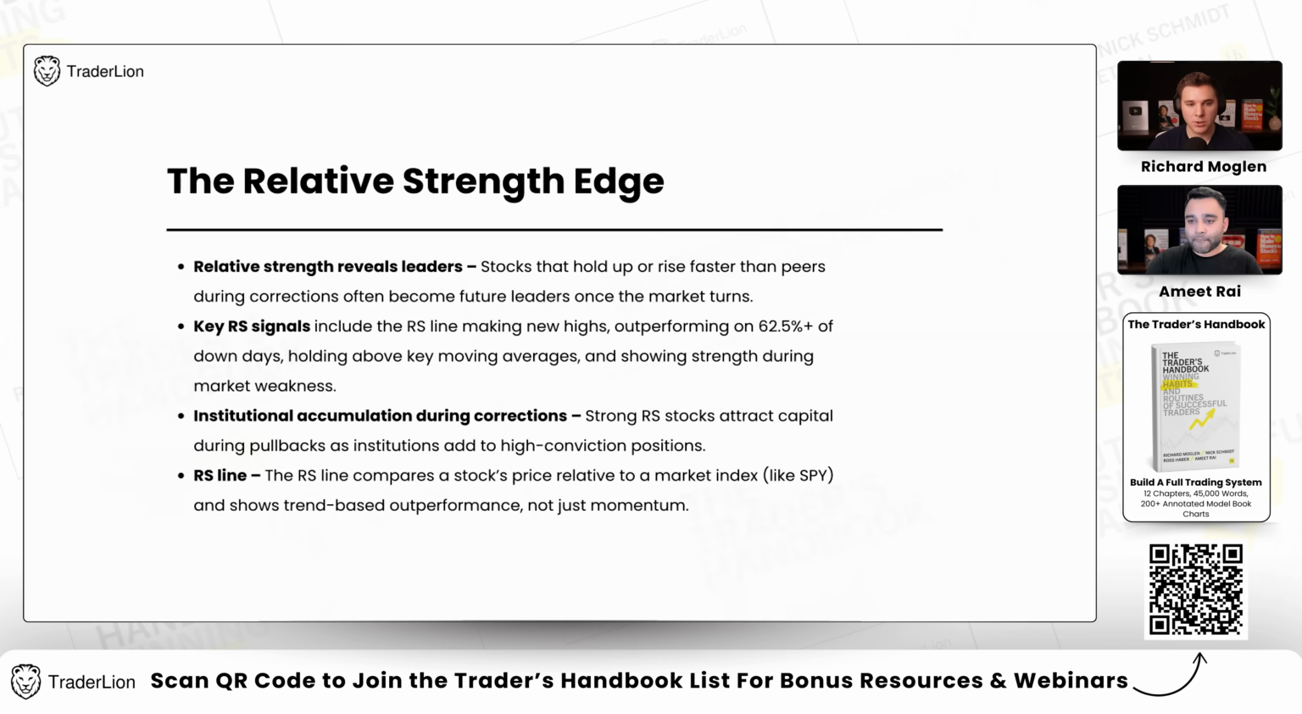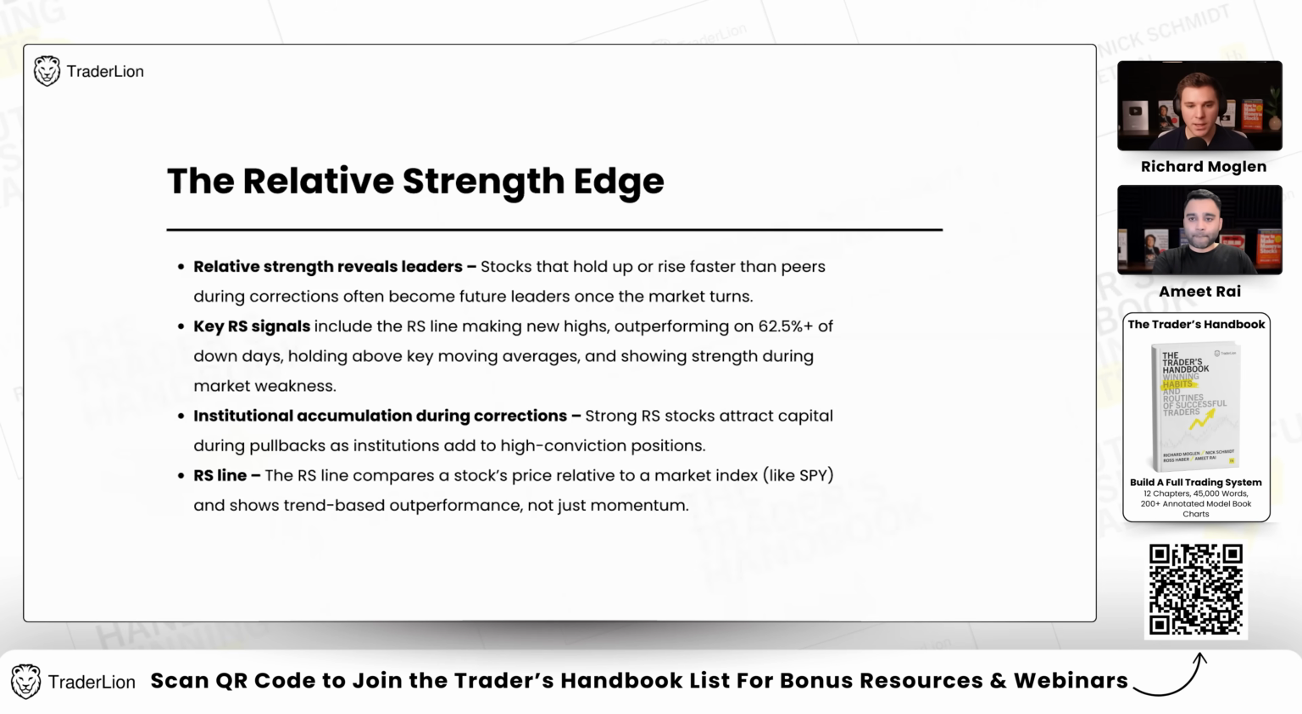Key relative strength signals include the RS line making new highs, outperforming on 62.5%. This is a study that Rye did looking back on relative strength days. So on 62.5% of down days, if a stock outperforms, it could be a leader after the market turns. Holding above moving averages when the market is below them, and otherwise showing strength during market weakness are all ways that you can identify the relative strength edge. And we've got a lot of examples to show, different ways to define relative strength.